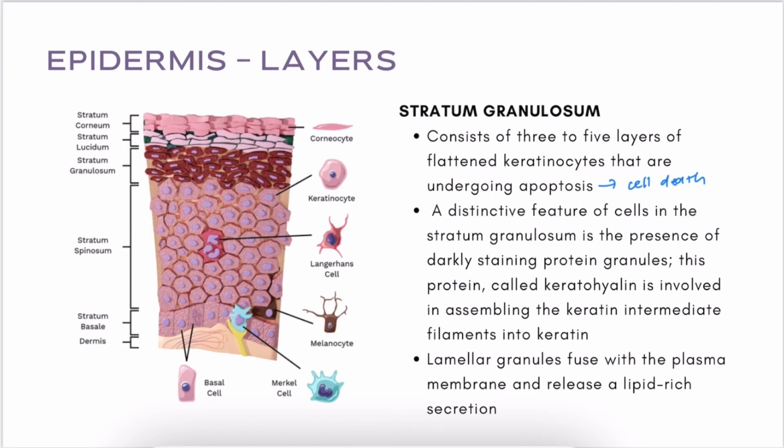Also present in the keratinocytes are membrane-enclosed lamellar granules, which fuse with the plasma membrane and release a lipid-rich secretion. This secretion is deposited in the spaces between cells of 3 epidermal layers. You have the stratum granulosum, stratum lucidum, and stratum corneum.